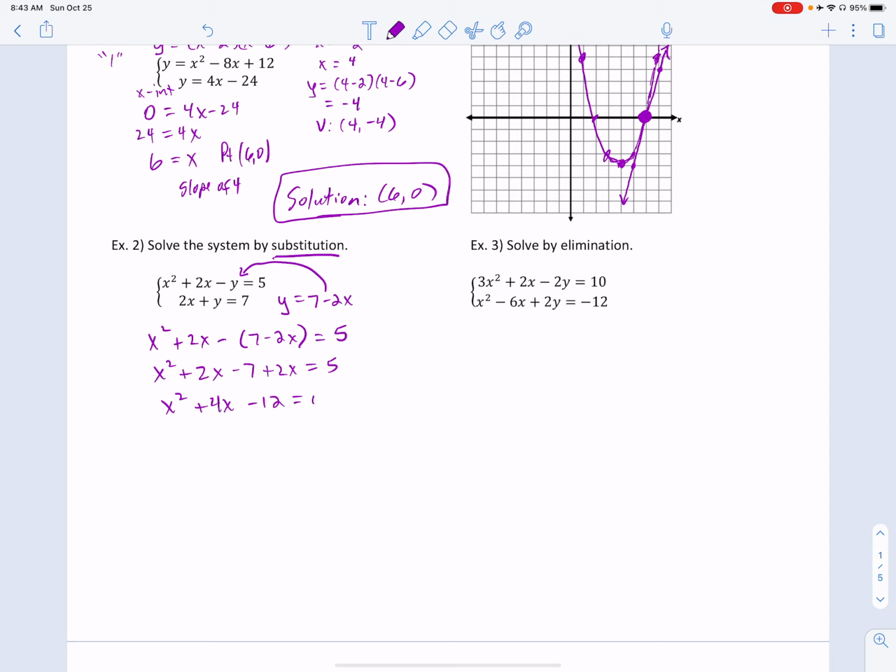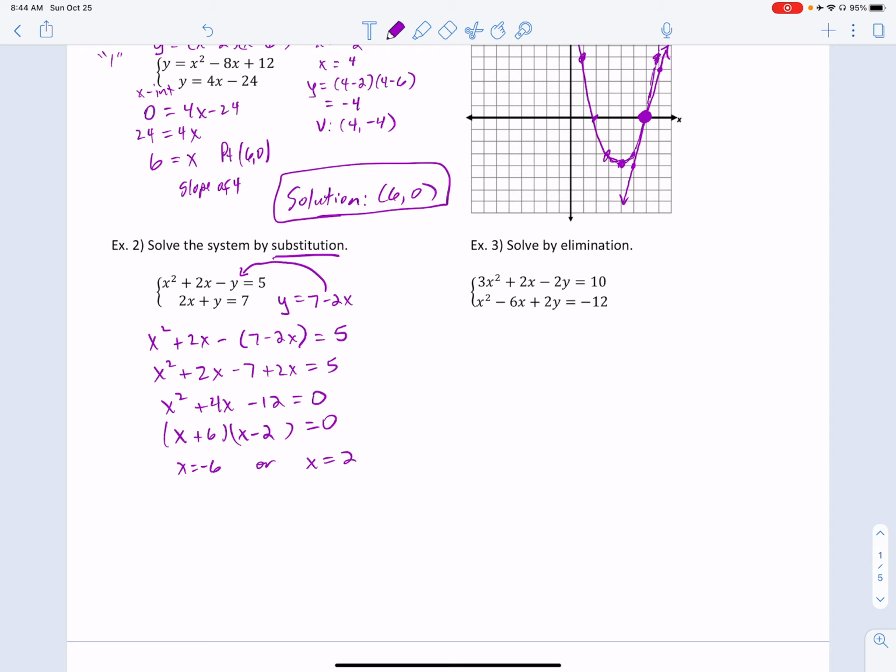So I'm going to set it equal to 0 and find the zeros by using the zero product principle. And so x squared plus 4x minus 12 factors. And so when x is -6, I'm expecting a solution. Or when x is 2.